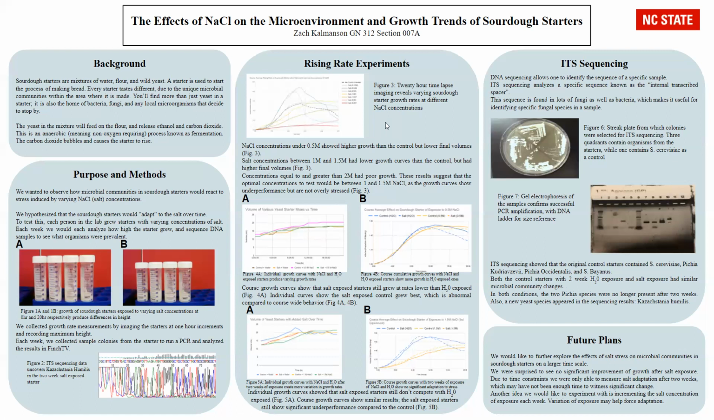Salt concentrations under 0.5 molar result in higher growth peaks than the control, but lower final volumes. Salt concentrations between 1 molar and 1.5 molar had lower growth curves than the control, but had higher final volumes. Concentrations equal to and greater than 2 molar had poor growth. These results suggest that the optimal concentrations to do further testing would be between 1 and 1.5 molar sodium chloride, as the growth curves show underperformance, but are not overly stressed.